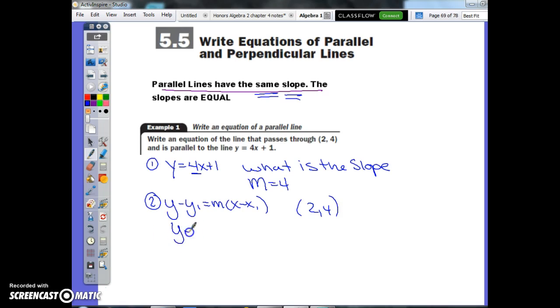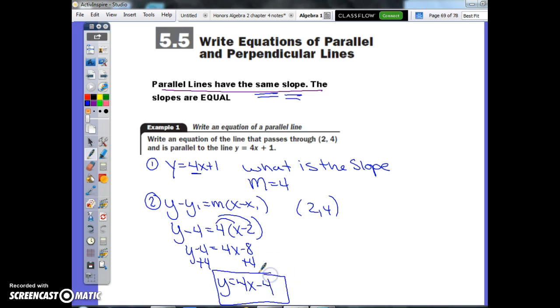We say y minus 4 equals 4 times x minus 2. You distribute, you say y minus 4 equals 4x minus 8. Now, if we want this in standard form at the end, we'll have to get it. If we want it in slope-intercept, which I'm going to have you do today with me not here, just add over the 4 and you get y equals 4x minus 4, where we have our slope and our y-intercept. So pause if you need to catch up, but I'm moving on.